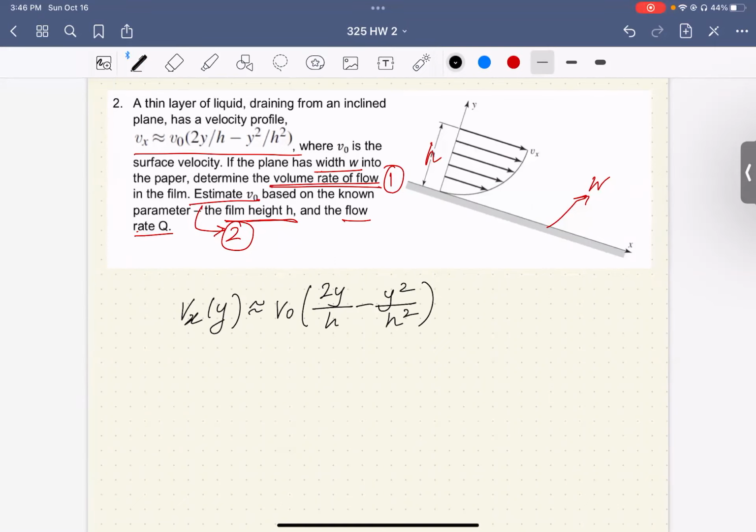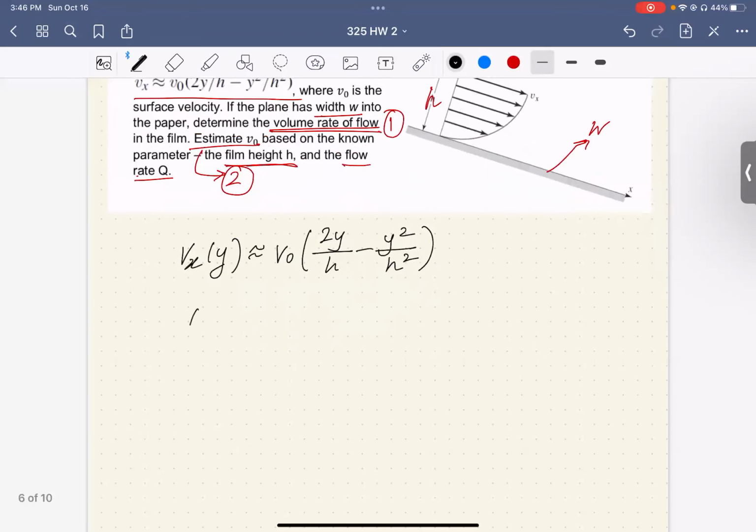If we remember, the expression for Q, the volumetric flow rate, is going to be the integral of the velocity, in this case Vx, over the cross-sectional area of flow, dA. So we know these two things. All you do here is plug in Vx and solve for Q.